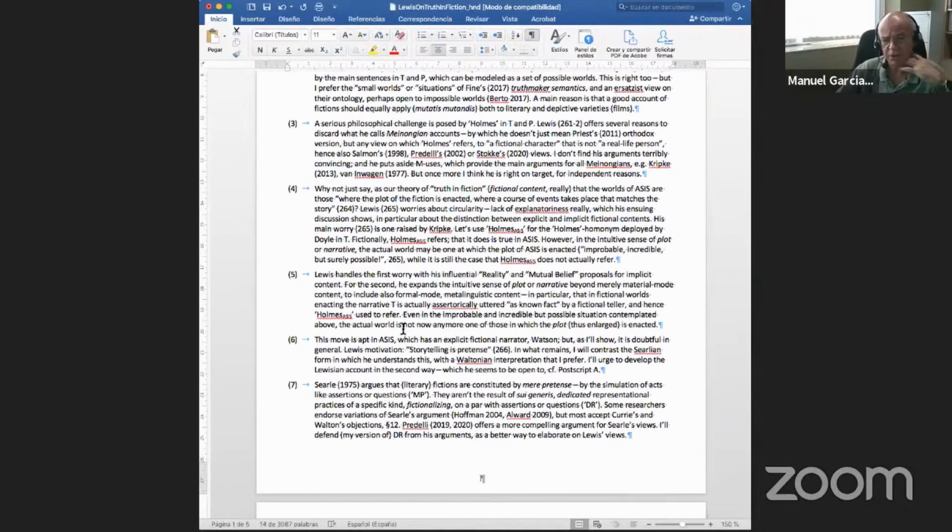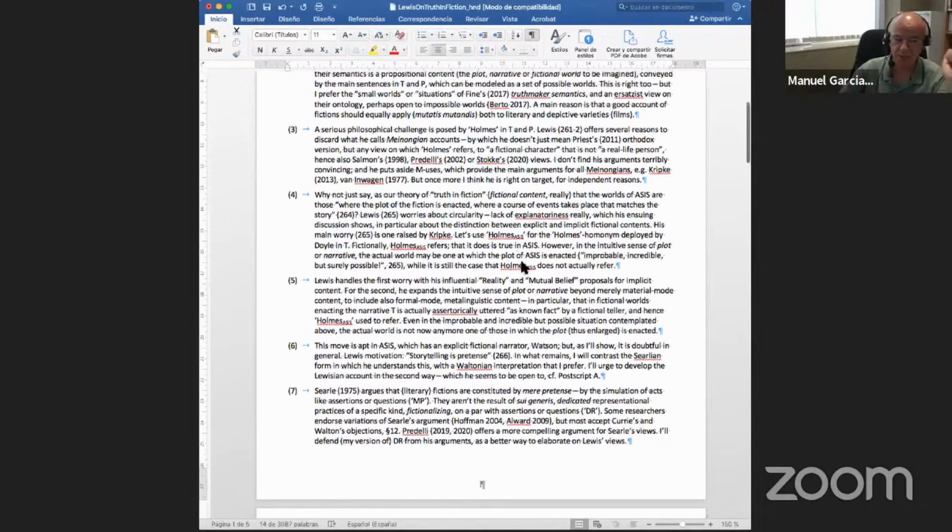There is an additional issue that worries Lewis and shows, again, that this almost pre-theoretical theory, that what is true in fiction is what obtains in, or consists in, its plot, is wanting. This comes from a worry raised by Kripke, originally against descriptive theories of names. And this is the worry that I set up here. Let's use Holmes-sub-one, the homonym of this shape, Holmes, deployed by Conan Doyle in the utterance T at the beginning.